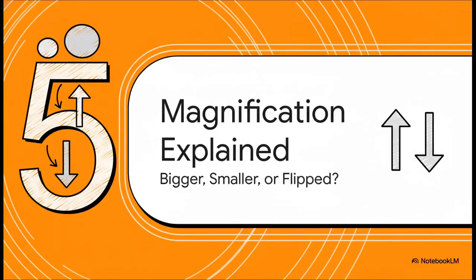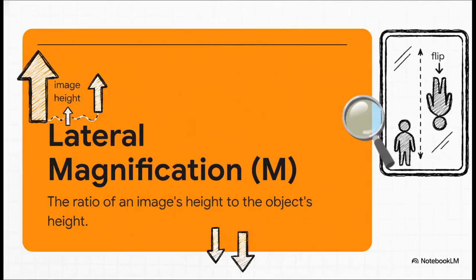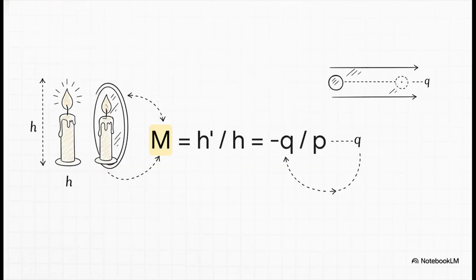Okay, so we know where the image is, and we know what kind of image it is. But what about its size? And is it right side up? For that, we need one final piece of the puzzle. It's called lateral magnification, and we just use the letter M. All it is is a simple ratio that compares the image's height to the object's height. And this one number is amazing because it tells us 2 things at once, the image's size and whether it's been flipped over. And here's the formula that just ties it all together so neatly. Magnification M is the image height H prime divided by the object height H. But here's the really powerful part. It also equals the negative of the image distance Q divided by the object distance P. This one equation is the bridge between height and distance.